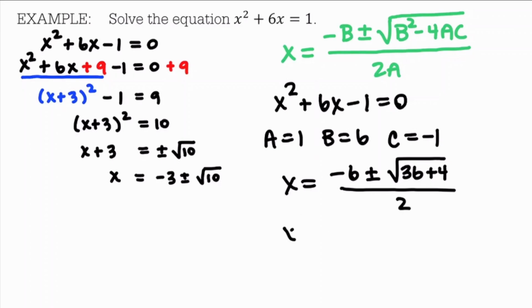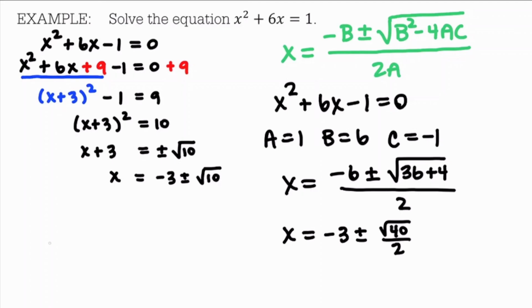And so we'd have x equals -6 over 2, which is -3. And if we're dividing this whole thing by 2, that means we're dividing each of these things by 2, plus or minus the square root of 40 over 2. Okay, and we're going to be able to show that the square root of 40 over 2 is the square root of 10. Let me get a different color real quick.